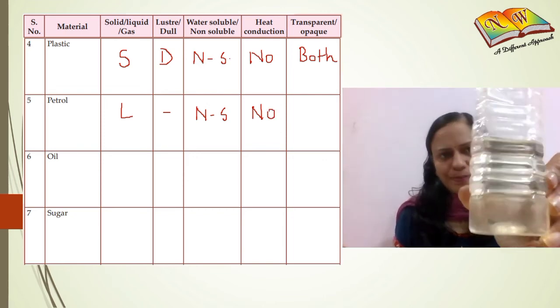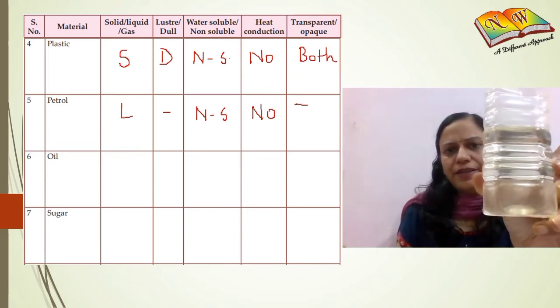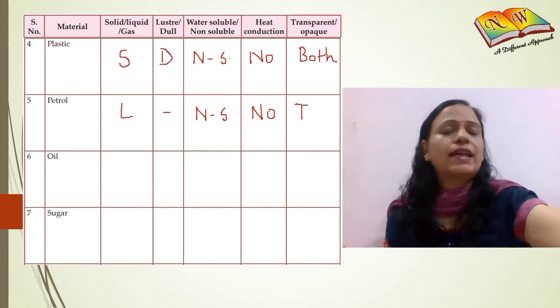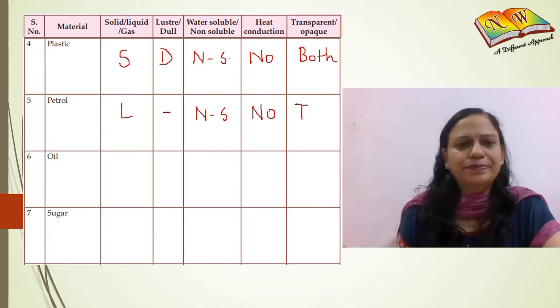And what about the transparency? Yes, it is kind of transparent. Not exactly transparent, you can call it translucent, but still it allows light to pass through it, and we have just two options. So we'll go for transparent here.